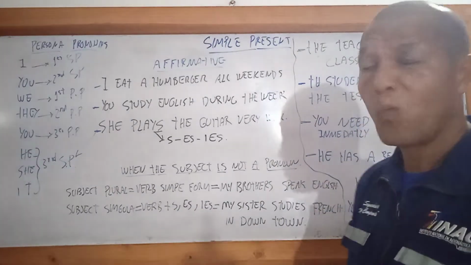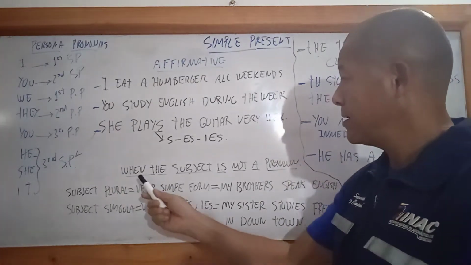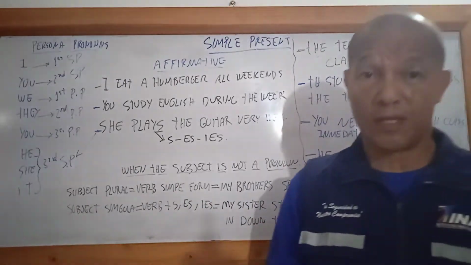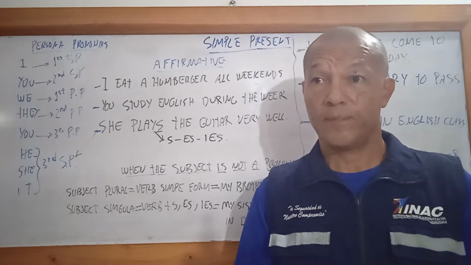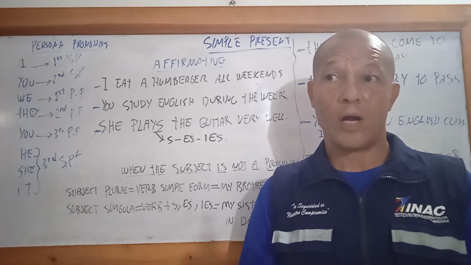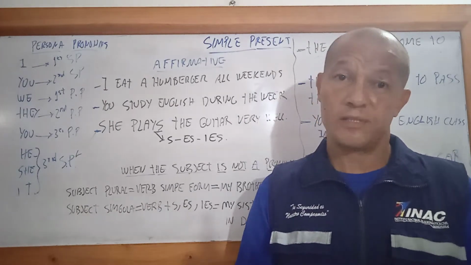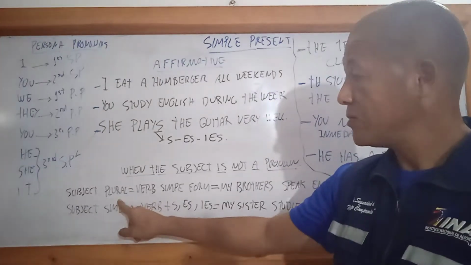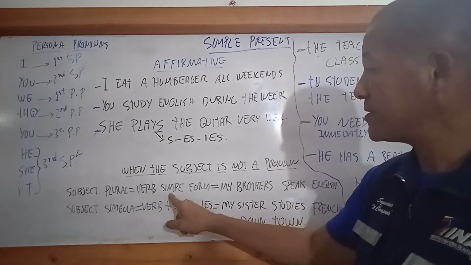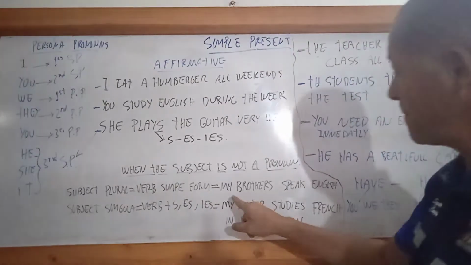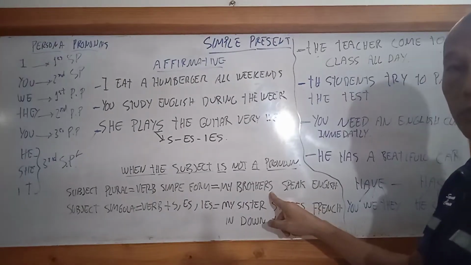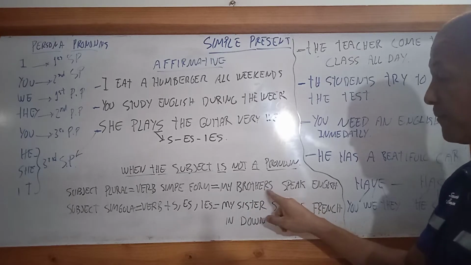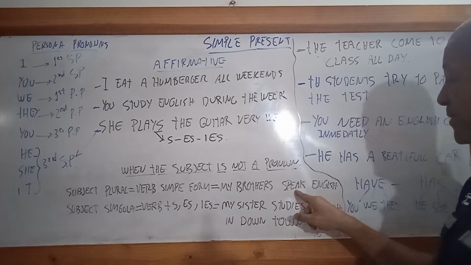But what happens when the subject is not a pronoun? What happens when the subject is the name of a person, a personality, or a member of a family? Well, simple. If the subject is plural, you have to use the verb in a simple form. For example, my brothers. Notice that the subject is plural. My brothers speak English.